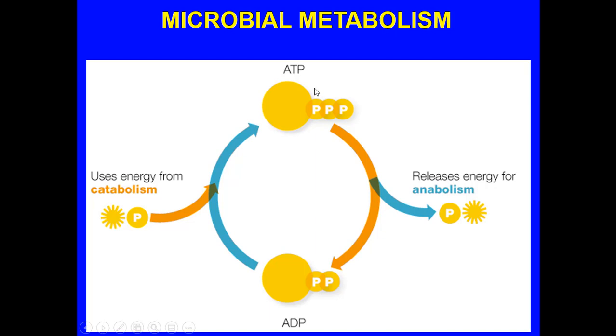Here we have the ATP, 1, 2, 3 phosphates. It will release energy for anabolism as I break off one of the phosphates. I have ADP. Now, what if I want to recharge ADP to become ATP again? That uses energy from catabolism. And it basically means that you're going to have some energy source to add on that phosphate to give it back to ATP.